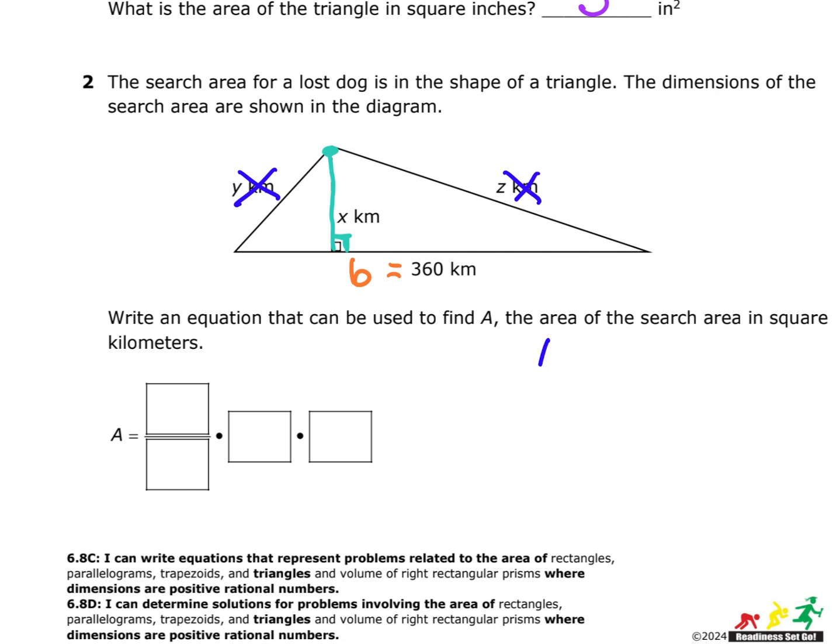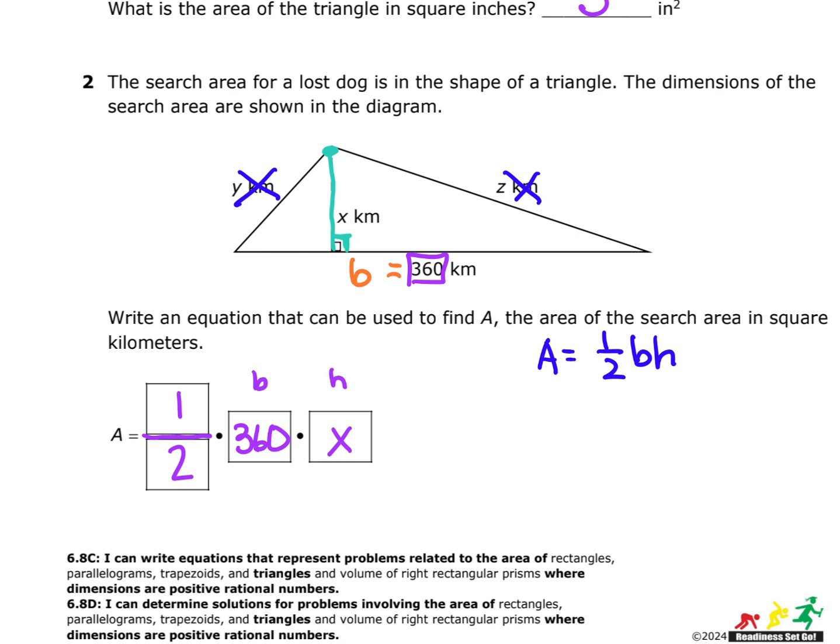So my formula, I'm going to write it over here. Area equals 1/2 your base times your height. Now we're going to substitute in, and we have 1/2 is my fraction. 1/2 times my base. We know that the base is going to be 360. And we don't know the value of my height. We're trying to find it. So it's an h here. This is my base. This is my height.